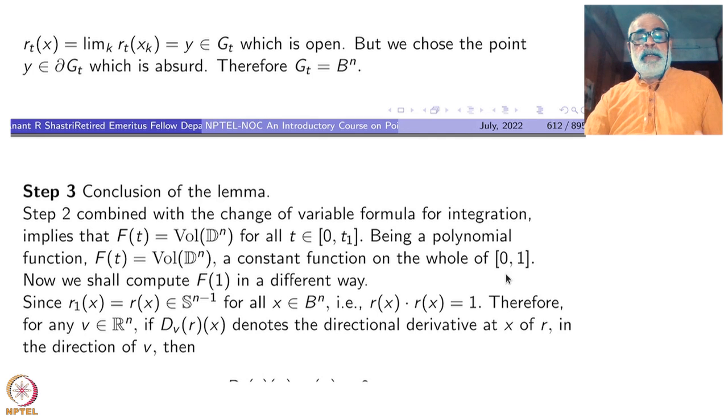In fact, if it makes sense beyond also, it will be the same. A polynomial which is a constant on some non-empty open interval will be constant everywhere. Okay, so we have computed in particular f_0. Okay, f_0 is a volume. Now we shall compute f_1, then see that it is a different value, and that is a contradiction.